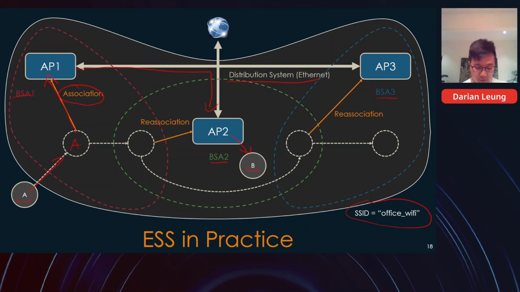So as station A roams around, it will enter and exit different BSAs. So here, it's exiting BSA1 and entering BSA2. At some point, AP2's signal will become stronger and station A will end up reassociating with AP2. And as station A continues to traverse the extended service area, it will keep reassociating with APs that have the stronger signal. And because there are overlapping BSAs, we can ensure that there's seamless connectivity.